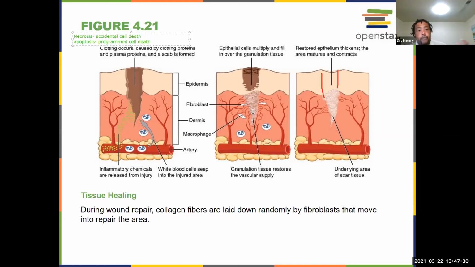Okay, so we want that programmed cell death, and we want that necrosis, but we don't want that necrosis to occur randomly, right? Have you heard of necrotic tissue? Anybody been bitten by a spider or anything like that? No one? Okay.